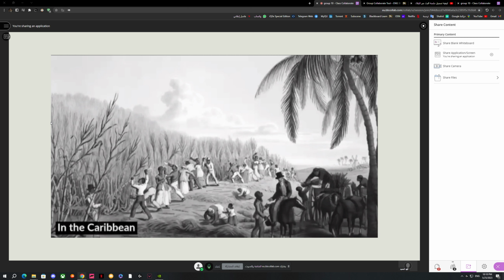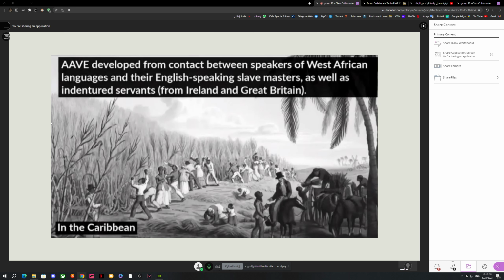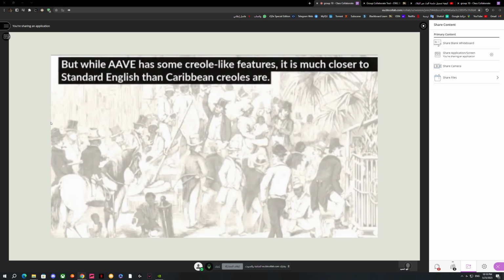Similar to the development of English-based Creole languages in the Caribbean, AAVE developed from contact between speakers of West African languages and their English-speaking slave masters, as well as indentured servants from Great Britain and Ireland. But while AAVE has some Creole-like features, it's much closer to Standard English than Caribbean Creoles are.